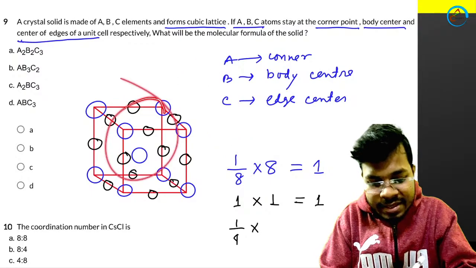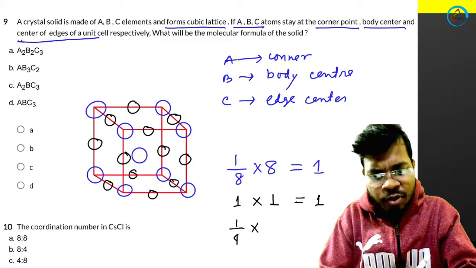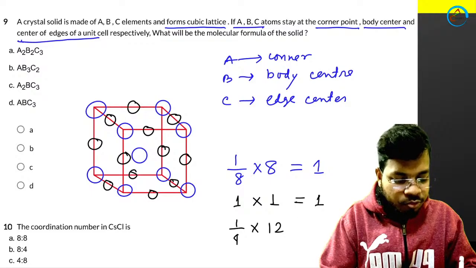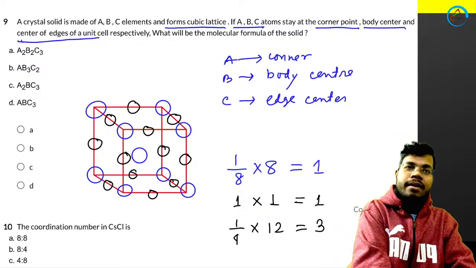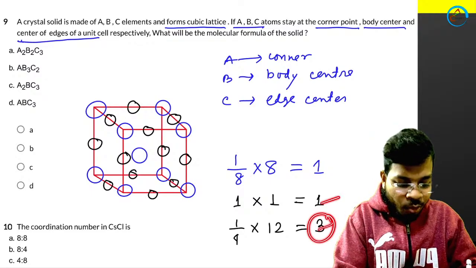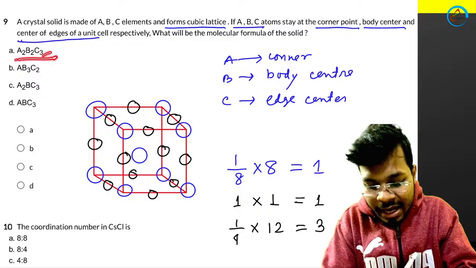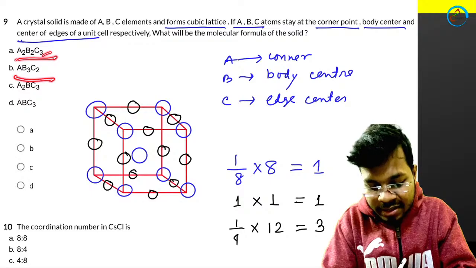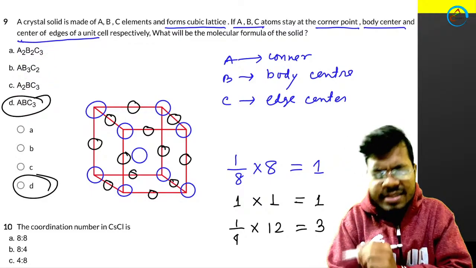And there are 12 edges. So from 1 edge I am getting 1/4 part. From 12 edges and 12 lattice points, how many will I be getting? 1/4 multiplied by 12. That is giving you 3. Right? So 3 plus 2, there are total 5 lattice points. Simply, very simple answer.